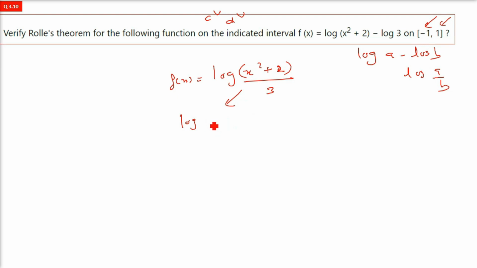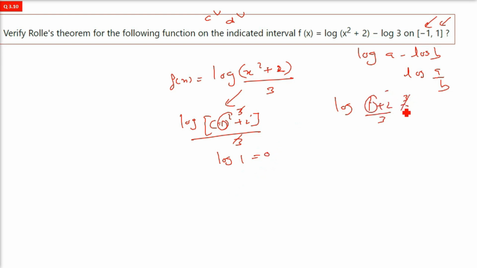The third step is to check whether f(a) is equal to f(b). A you are going to put as −1, b you are going to put as 1. So log((−1)² + 2)/3 and log(1² + 2)/3. In both cases, because the square of a negative will be positive only, you will get log 3/3, log 3/3. The 3 gets cancelled, so log 1, and the value of log 1 is 0. So f(a) also becomes equal to f(b). The third condition of Rolle's theorem has also been verified.